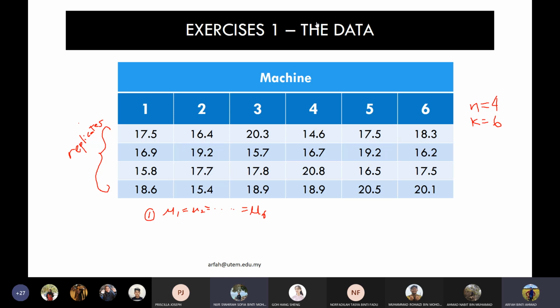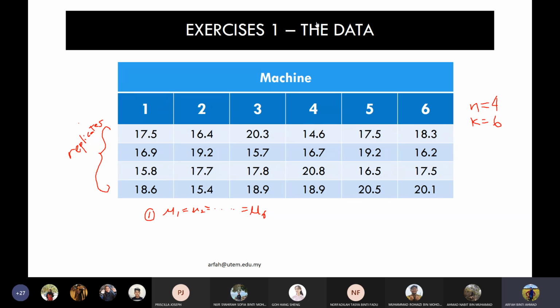Yang lain-lain kalau belum key in data. Tunggu jap ya. Saya tunggu yang lain key in data. Ya dah siap. Yang belum siap cuba key in the data in Excel and then share ke? Nanti dulu. Tunggu yang lain. Ni dulu. Yang lain masukkan.